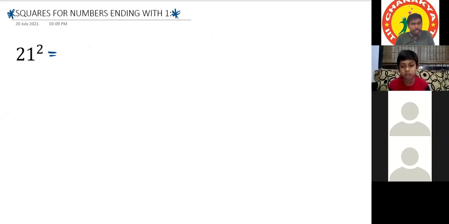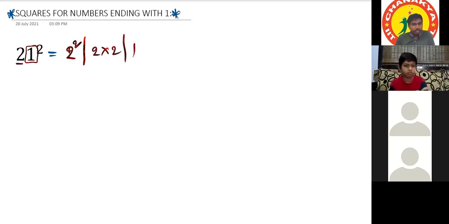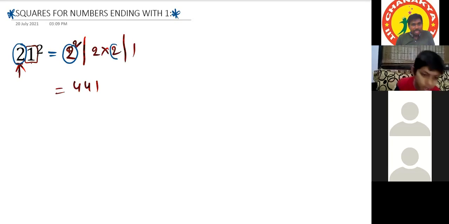See here. All of you, listen to me carefully. Except this 1, what is the remaining number? 2. 2 square is how much? 4. So I'm writing the procedure first: 2 square, and then 2 times 2, and lastly 1. First do the square, then double it, and then write 1. So 2 square is 4, the second time is doubling, 4.